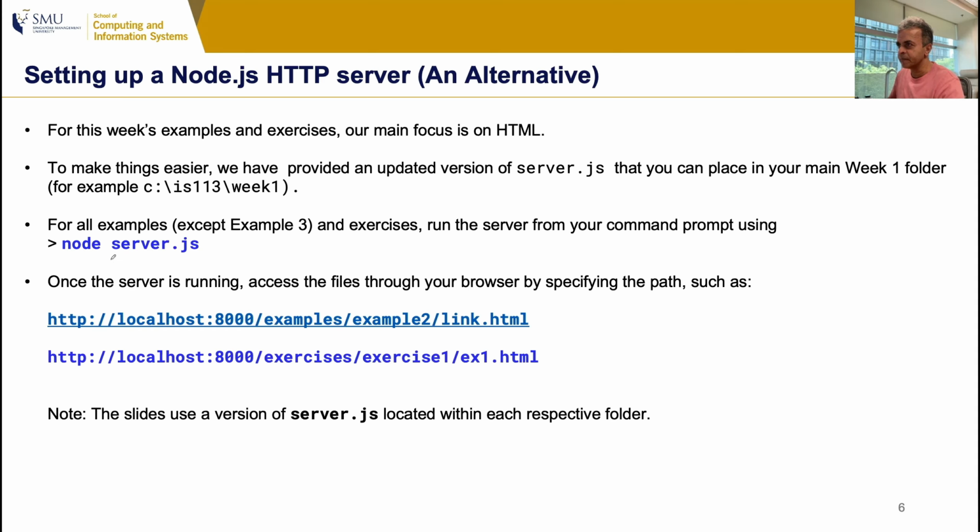Once the server is running, then you can access the file using the URL such as this one. So localhost 8000, that corresponds to the folder where the server is running. In this case, it's actually running in week 1, IS-113 week 1. Inside that you have a folder examples, and then example 2, and then some file, and that's what you're accessing. That's what you're requesting the server to give to you, which it will, and then you can display it, or rather Chrome can display it on your behalf.